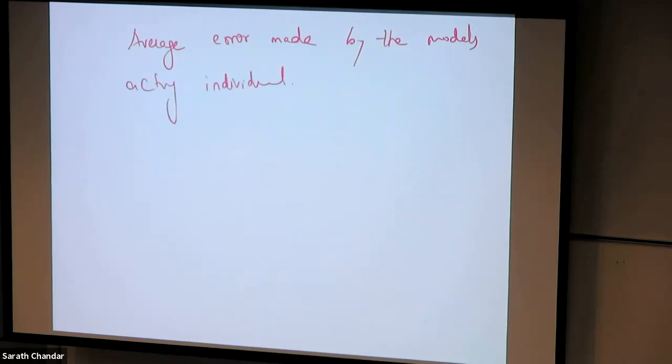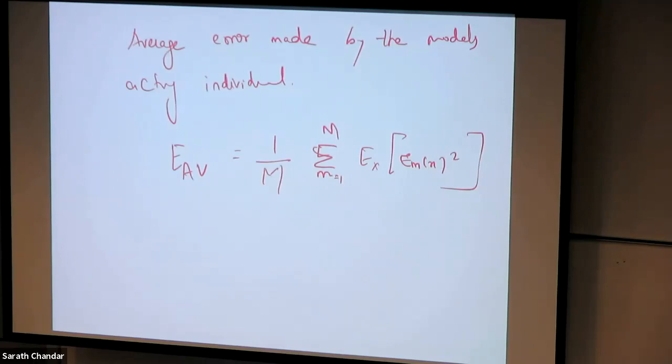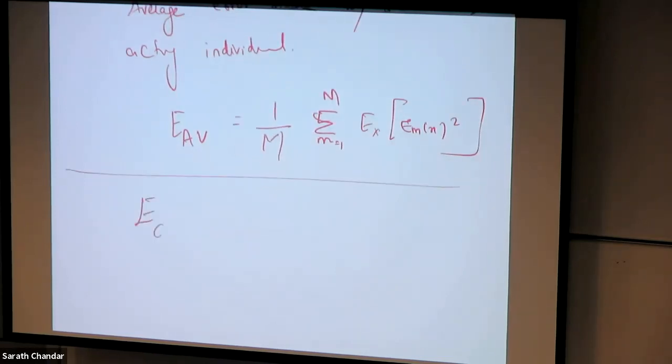Now let's compute the average error made by the committee. Before that, let's talk about the average error made by the models acting individually. If the models act individually, they're going to get their individual errors, and I can take an average of all these errors. That is given by E_av, which is the average, 1 over M, summation over m equals 1 to capital M, of the expected value of epsilon_m of x squared. So when you have M different models acting individually, you compute the error, and this is the average error.